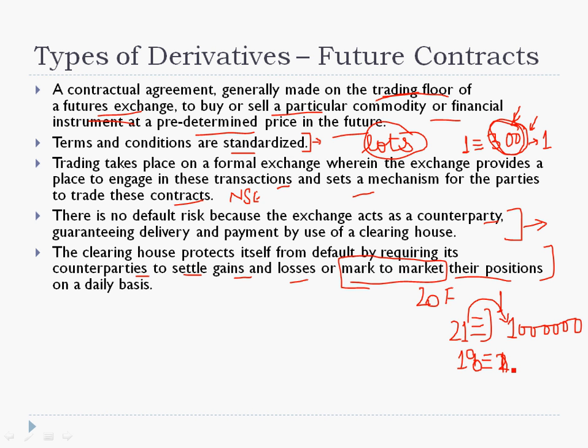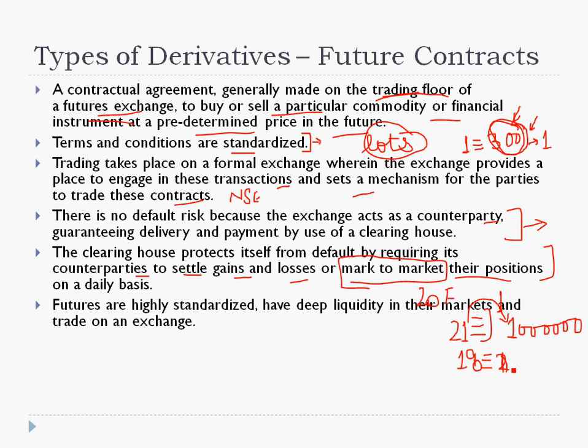So there is mark to market, right? Marking to market each day, so that the settlement happens at the end of the day. Futures are highly standardized and have deep liquidity in their markets and trade on exchange. So if I bought a future and I think that it's not a good instrument for me, I can trade it to somebody else who has higher risk appetite. So since it is tradable, there is a value for the contract as well.